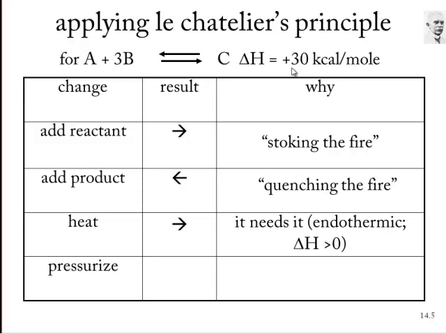What about pressurizing it? The general rule here is the equilibrium will favor the fewer number of moles. And we've got 1 plus 3, or 4 moles here, turning into 1 there. So this should say 1 is less than 4, but it says 1 less than 3. You get the idea. The product will have fewer moles, so pressurizing it will push the reaction forward.